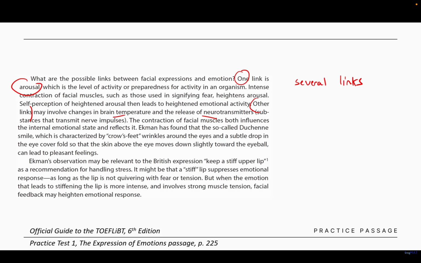It says that the Ekman's observation and the British... Ekman's, it just gives an observation made by Ekman. I mean, it just talks about it, it is relevant to this idea, right? So relevant to managing stress. But what does it say? Does it say it's helpful, it's not helpful, or it can be both?